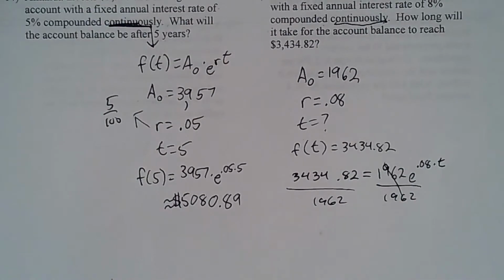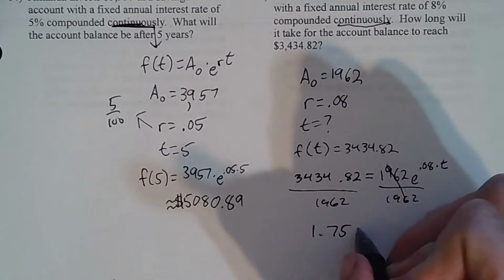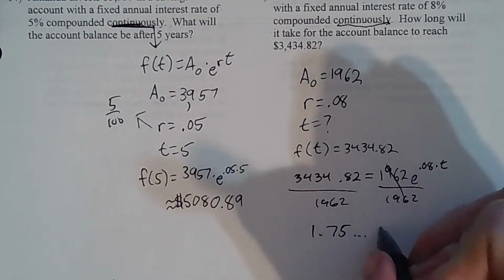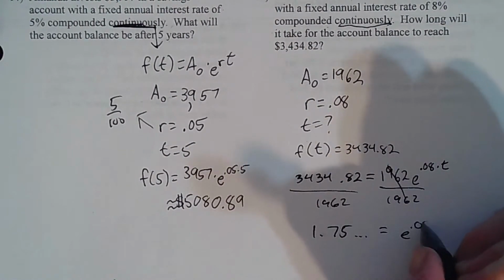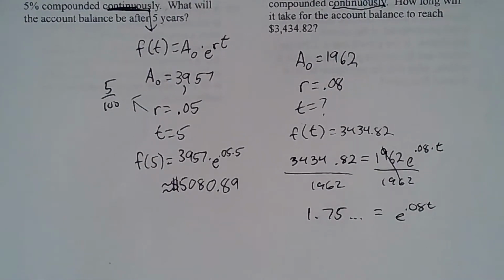And when you do that in your calculator, 3434.82 divided by 1962, you end up getting 1.75 equals e to the 0.08 t. You just want to make sure you store that number in your calculator. You know, store it to the letter c or something like that.